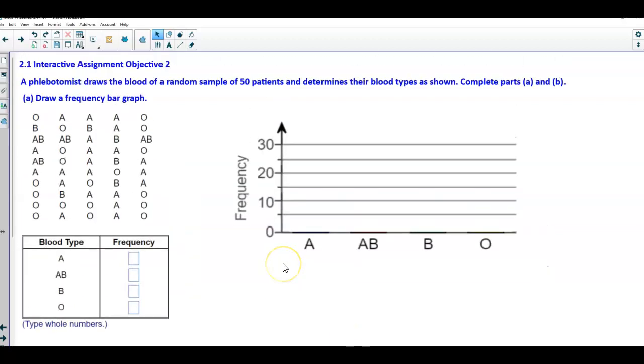In order to draw a frequency graph, we need to create a frequency table first. So let's go ahead and do that. Let's count up the frequency, the number of occurrences, for blood type A. So we have 1, 2, 3, 4, 5, 6, 7, 8, 9, 10, 11, 12, 13, 14, 15, 16, 17, 18, 19, 20, 21.